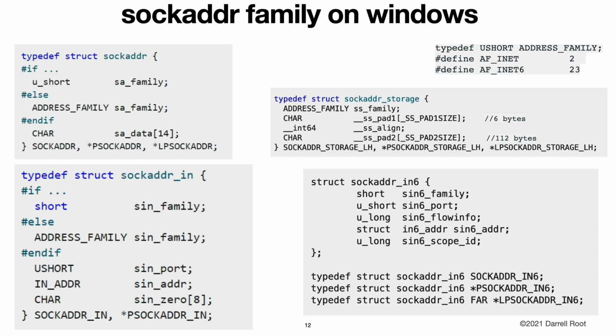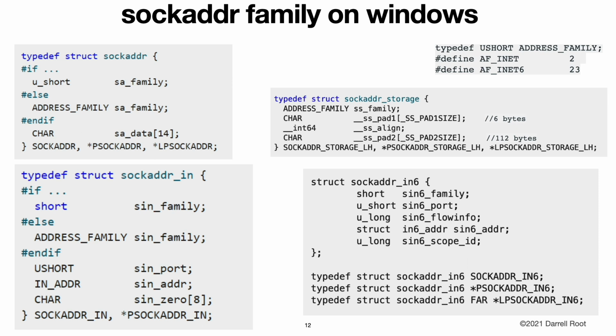One of the types of sockaddrs you can cast it to is the sockaddr_in. This is also a 16-byte data structure, which starts with the family, and then it has the port number, which is referring to the TCP or UDP port, which is 16 bits or a short.